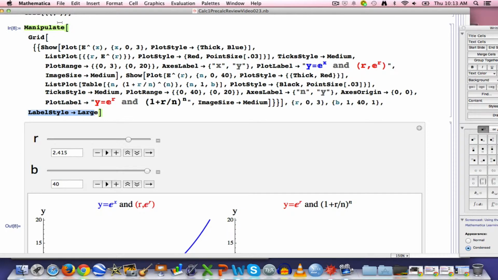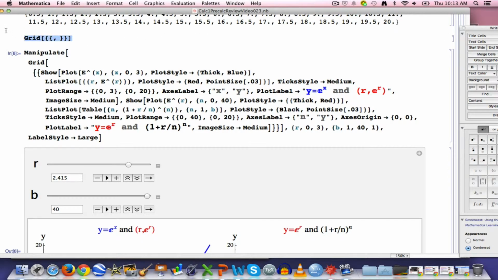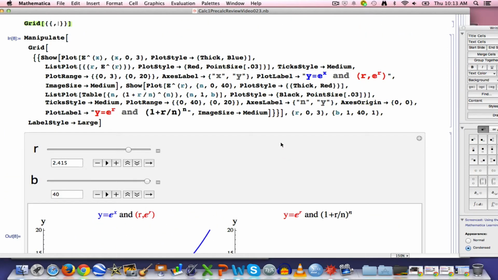Inside the Manipulate, what does Grid do? Well, first of all, the basic structure of what I'm using for the grid is like this. Actually, I typed it already up here. This structure produces a grid, a matrix. It's going to be a 1 by 2 matrix by the way I've done the curly braces inside here. The thing in front of the comma is on the left side of the matrix, and the thing to the right of the comma is on the right side of the matrix. That's what this is. It's a 1 by 2 matrix of graphs, the one on the left over here and the one on the right.